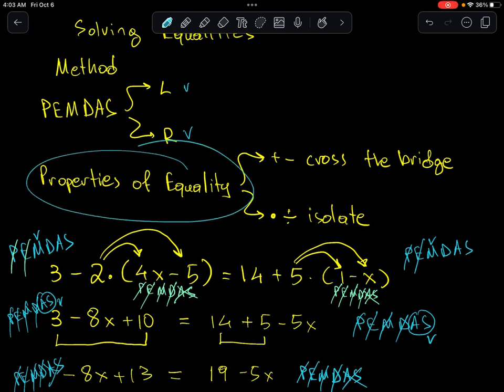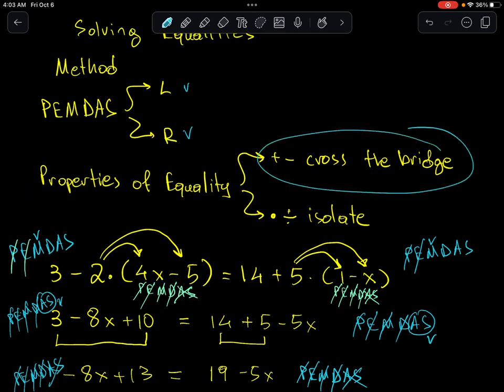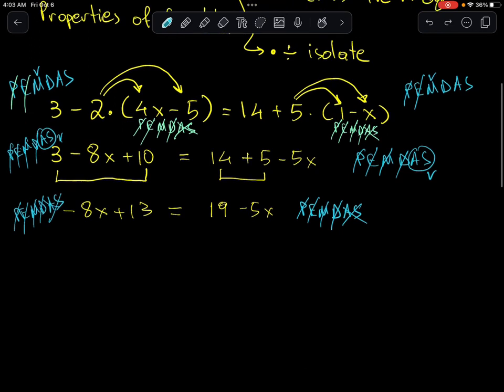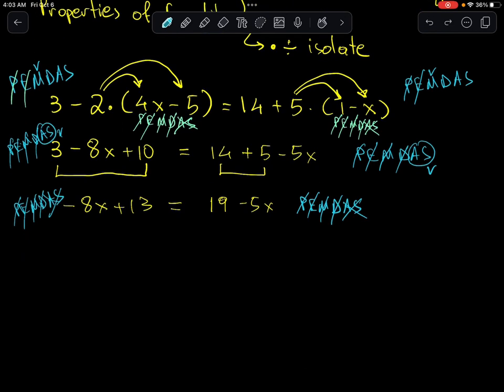The next one is to apply the properties of equalities in order to cross the bridge at first and then isolate. Okay, how do we do that? Well, our goal is to isolate x. So for starters, I need to put all the x terms on one side and all the number terms, the constant terms that are just numbers, on the other. So I choose to move all the x to the left. Therefore, this negative 5x will have to move from right to left.